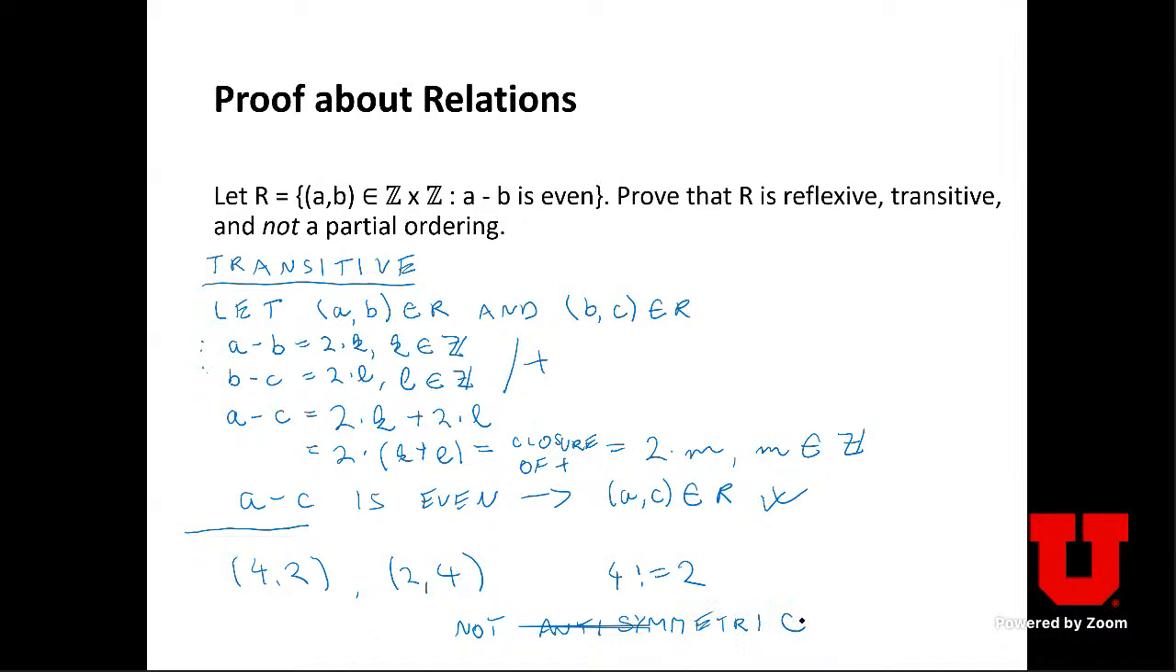We have a question. Yes. We can't show that this is symmetric, right? Because some relations can be both symmetric and antisymmetric. They can be neither. Is that the question? I think so.